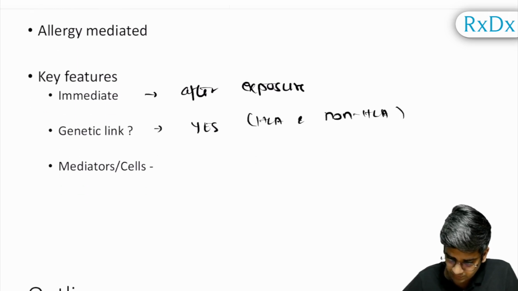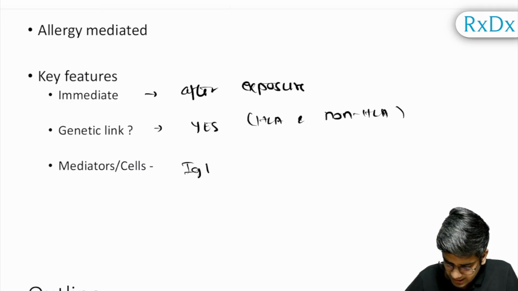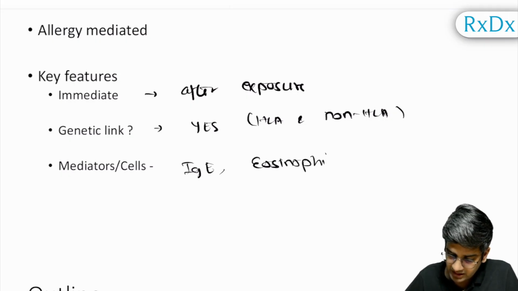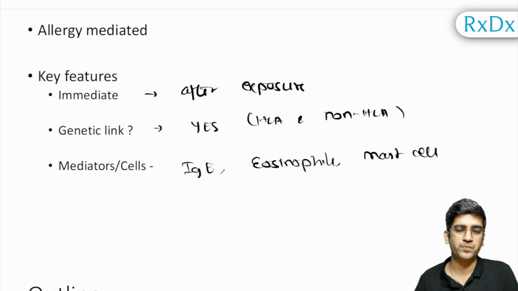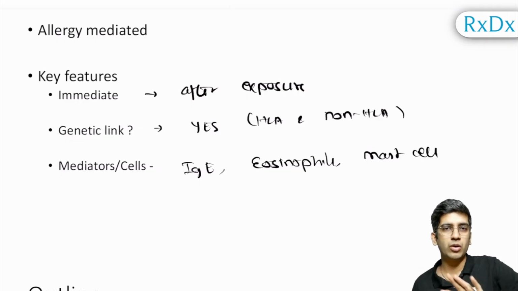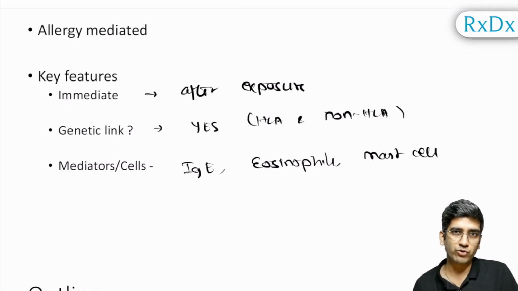Mediators here for me is simple. It's going to be mediated by IgE antibody, eosinophils, and mast cells, right? There are obviously a few interleukins. We'll look at the interleukins very soon when we go to the pathogenesis. So these are the overall things I have to remember with respect to type 1 hypersensitivity response.